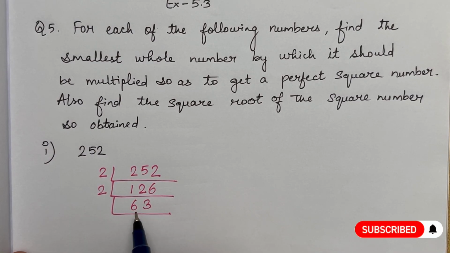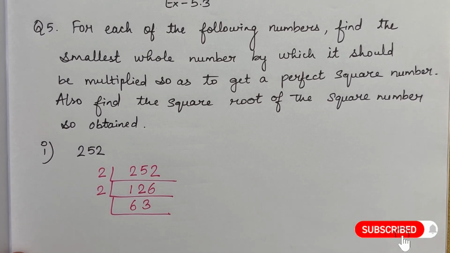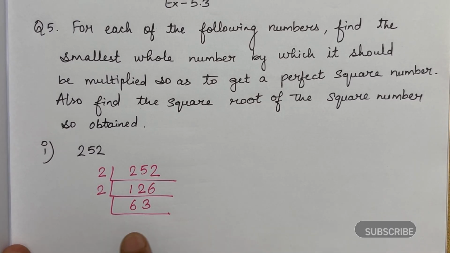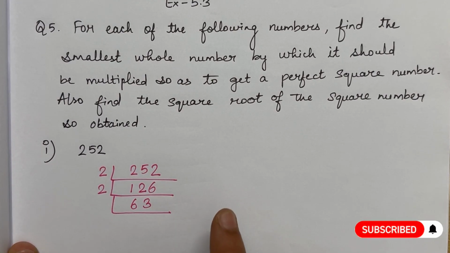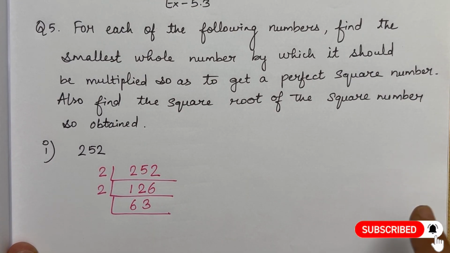Now 63 is not divisible by 2 because this is an odd number. The last digit is 3, so this is not divisible by 2. Let's check whether this is divisible by 3. Now what we'll do, we'll add these numbers. 6 plus 3 is 9 and it is divisible by 3.